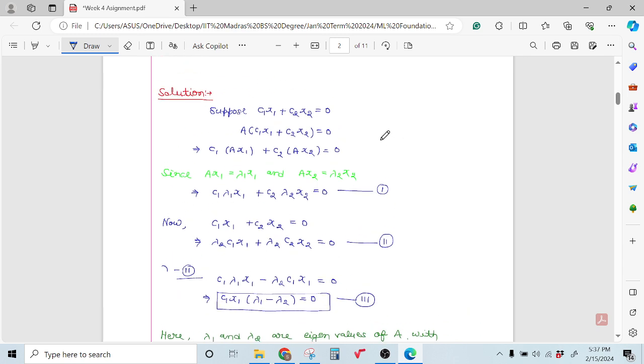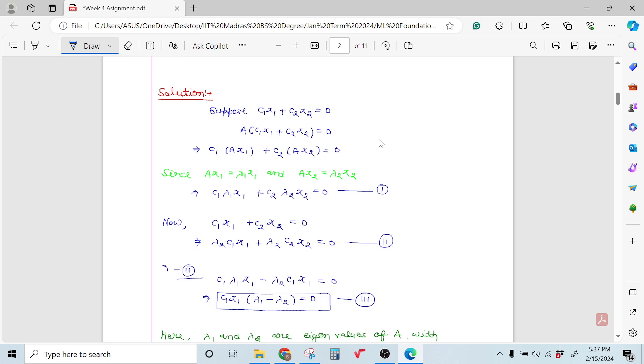You can also see the solution of this. You can prove this. Suppose c1x1 plus c2x2 equals 0, and we multiply both sides with matrix A and separate the coefficients: c1Ax1 plus c2Ax2 is equal to 0. Since lambda 1 is the eigenvalue and x1 is a corresponding eigenvector, Ax1 is equal to lambda 1 x1, and similarly Ax2 is equal to lambda 2 x2. So we have rewritten the above equation as c1 lambda 1 x1 plus c2 lambda 2 x2.